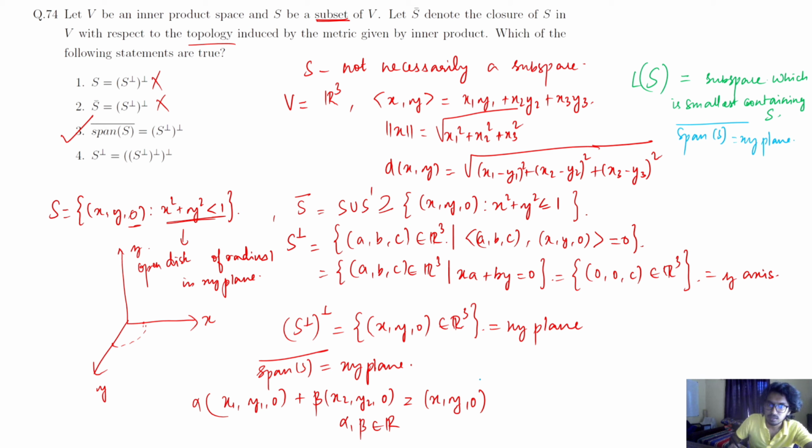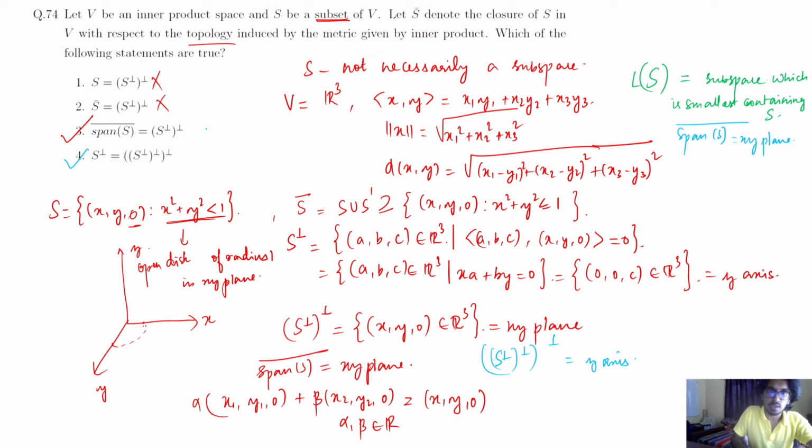And here also you just identify what is S complement, whole complement. S complement is the XY plane. So what is orthogonal to it? It is the Z axis. So it is trivial from this example, or if you have to prove it generally, yes, you can very well prove it.